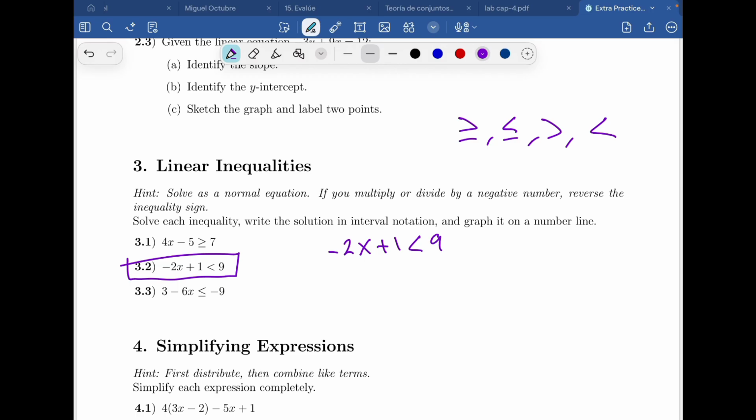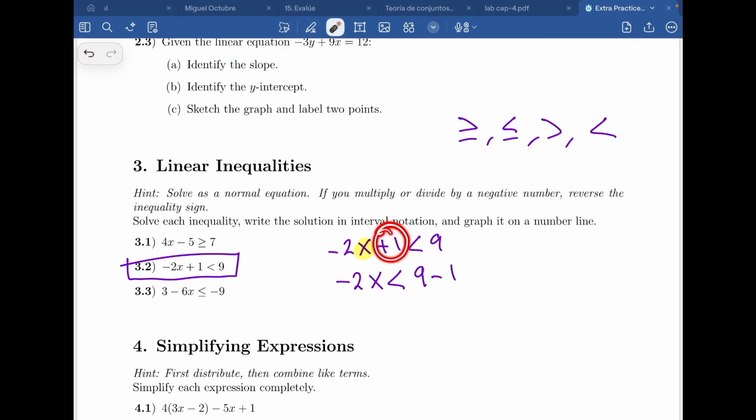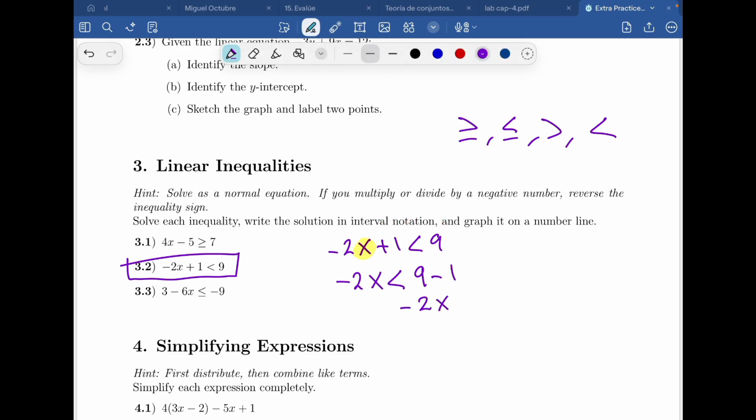We are going to isolate x, okay. We need to isolate x. So we have -2x is smaller than 9 minus 1, okay. So the opposite operation, this is an addition, now it's a subtraction. So we have -2x smaller than 8.